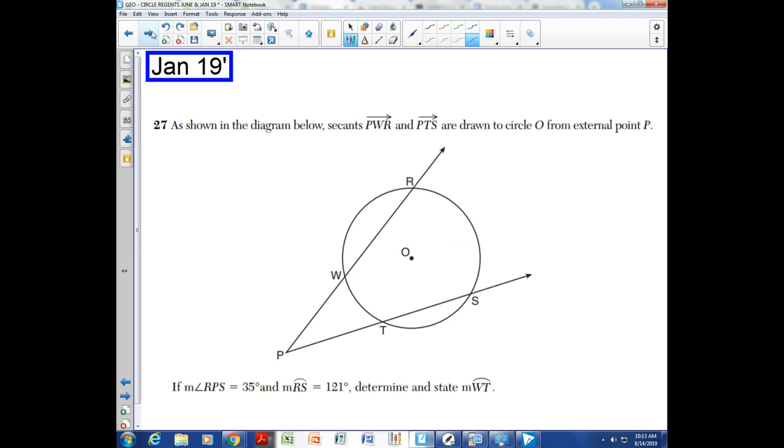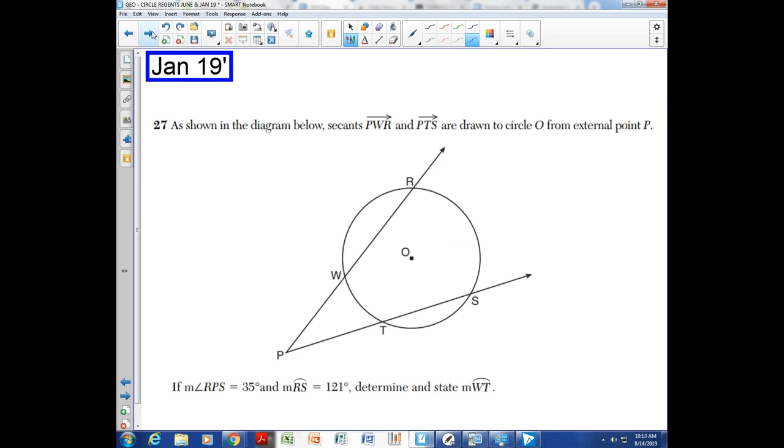Okay, January 19, number 27. As shown in the diagram below, secants PWR and PTS are drawn to circle O from external point P. Now I like this problem because they drew the picture for us. Makes it easier than a previous problem that we did where we had to draw that ourselves. They give us a little bit more information.